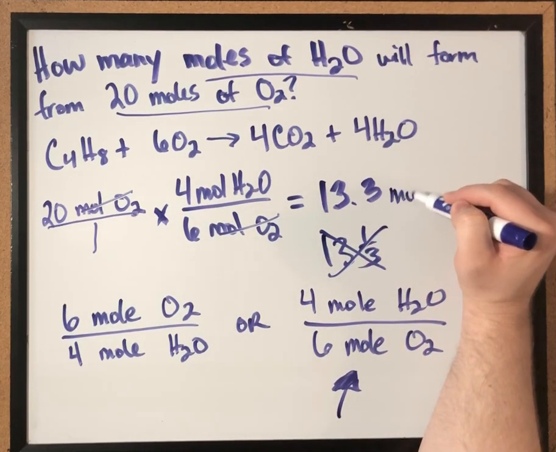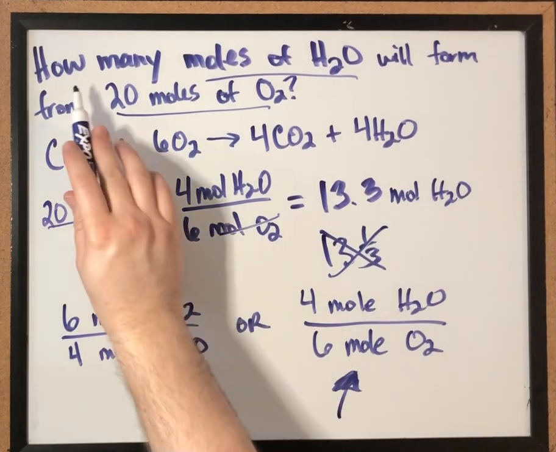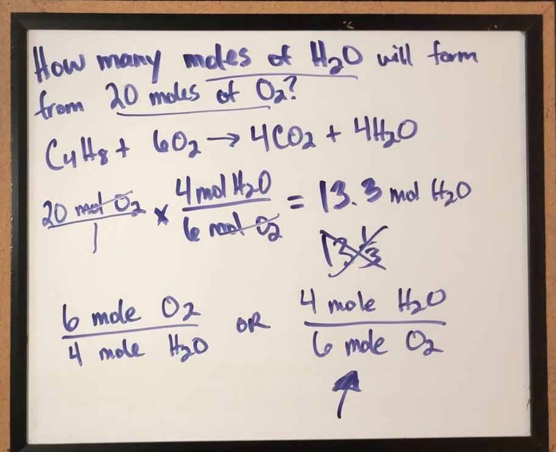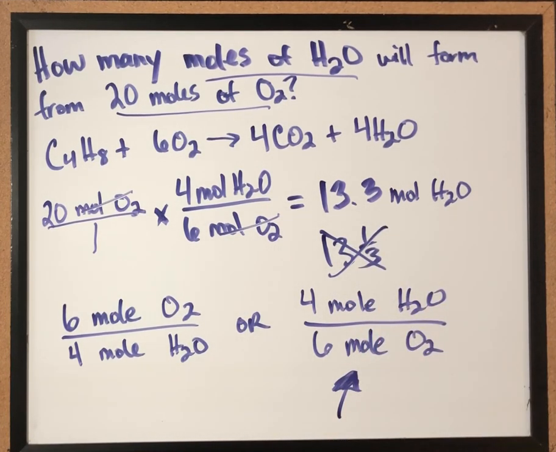And what are we left with? We're left with moles of H2O. And that will answer our question. How many moles of H2O will form from 20 moles of O2? 13.3 moles of H2O will form.